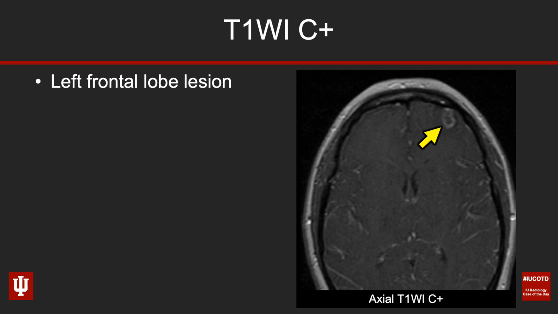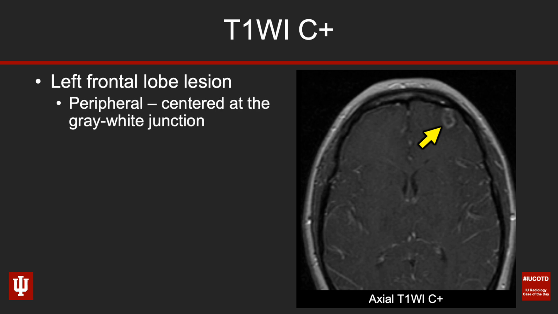Okay, let's take a look at the imaging. First up, we have our axial T1 post-contrast image, and what you should see denoted here by this yellow arrow is we have a left frontal lobe lesion. Now this lesion is out in the periphery. It's sort of centered right at the gray-white junction.